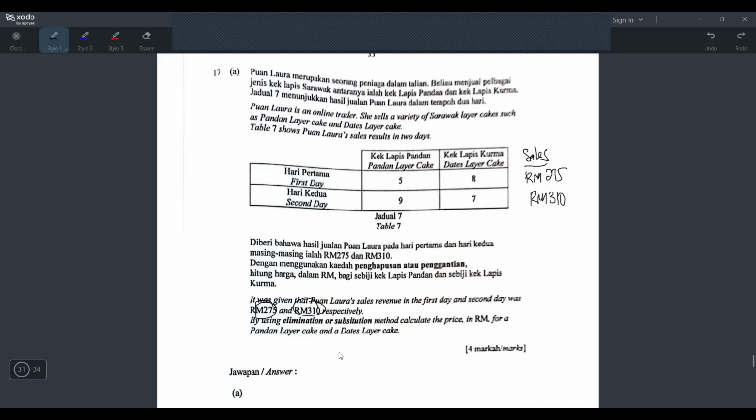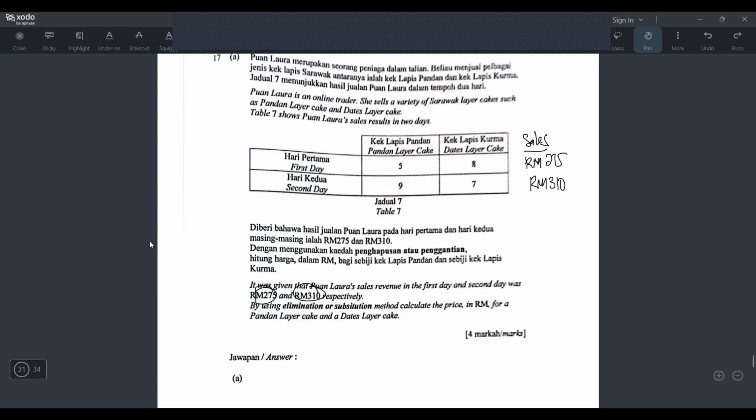By using elimination and substitution method, calculate the price in RM for pandan layer cake and dates layer cake. First of all, it's a simultaneous equation question, because you saw these words elimination and substitution. Why do they have to mention it like this? Because there's another method called the matrix method. You can also use the matrix method to solve simultaneous equations, right? But they already make it very clear here. They want you to use elimination and substitution. So you know what to do.